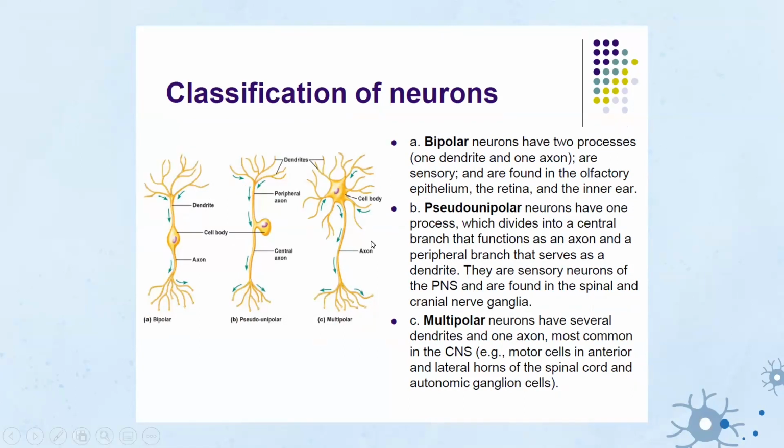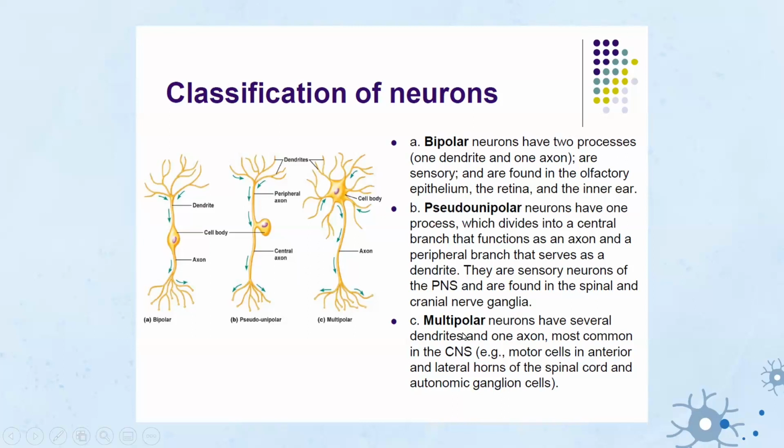So pseudo-unipolar neurons have only one process, and the process itself has two branches. One is a central branch that serves as an axon, and the peripheral branch serves as a dendrite. These types of neurons you find in the peripheral nervous system, the sensory ones, in the spinal and cranial nerve ganglia.